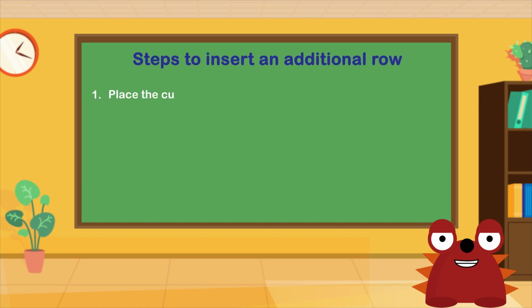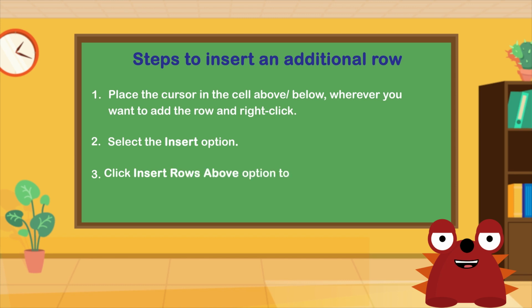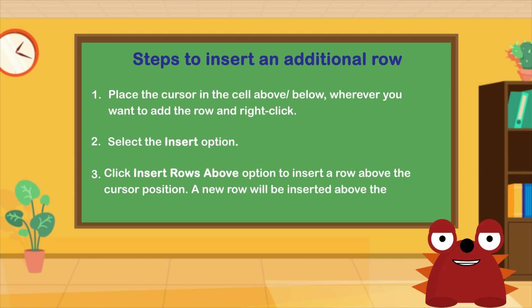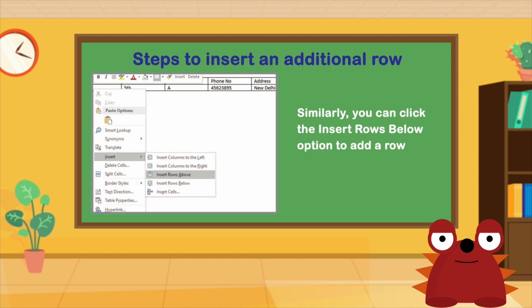Firstly, place the cursor in the cell above or below, wherever you want to add the row, and right-click. Then select the Insert option and then click the Insert Rows Above option to insert a row above the cursor position. A new row will be inserted above the cursor position. Similarly, you can click the Insert Rows Below option to add a row below the selected row.